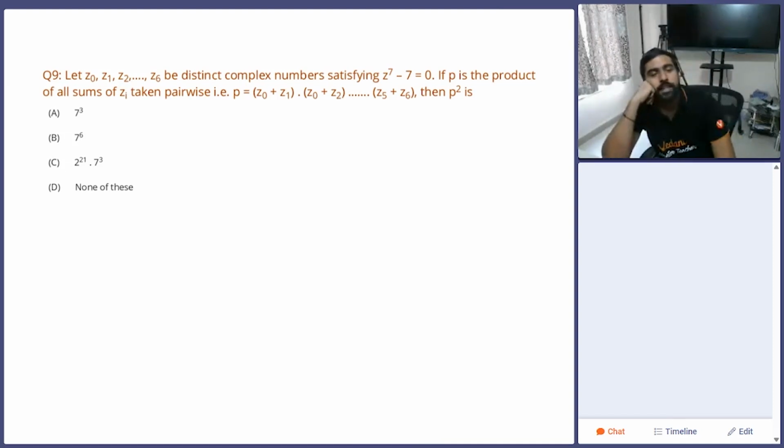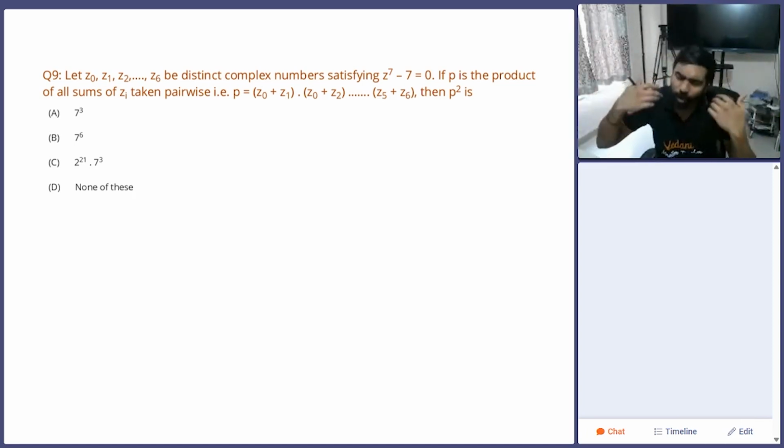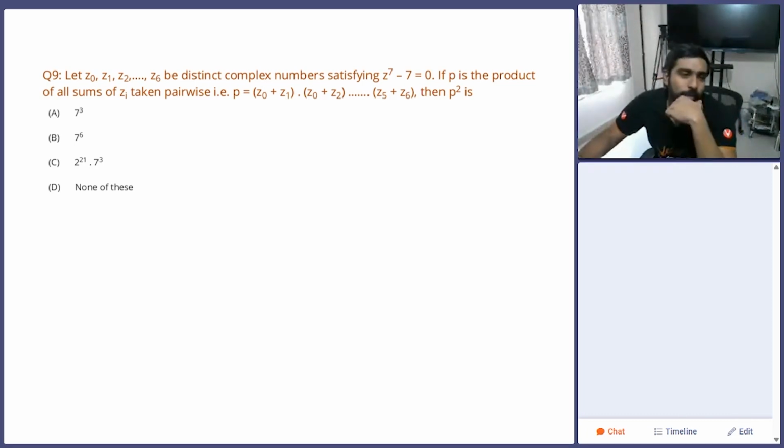We have x0, x1, x2 till x6. These are the distinct complex numbers satisfying the condition x power 7 minus 1 equals 0. P is the product of the sums of xi taken pairwise. So basically all possible pairs: x0 plus x1, x0 plus x2, x0 plus x3, then x1 plus x2, x1 plus x3, and so on. The product of all of these terms is called P. What is the value of P square? You have to find. Okay, interesting question.